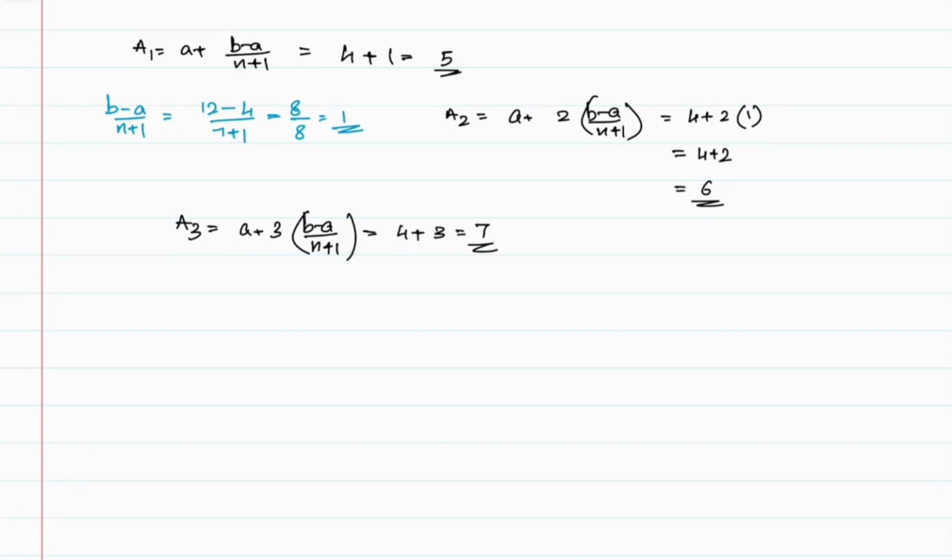So we can write that the 7 arithmetic means between 4 and 12 are 5, 6, 7, 8, 9, 10, 11, and the last term will be the value of b, which is 12. Now these are the 7 arithmetic means between 4 and 12. Here you can see that when you insert these 7 arithmetic means between 4 and 12, all the terms including 4 and 12 form an arithmetic progression with common difference equal to 1. Hope you understood well. Thank you.